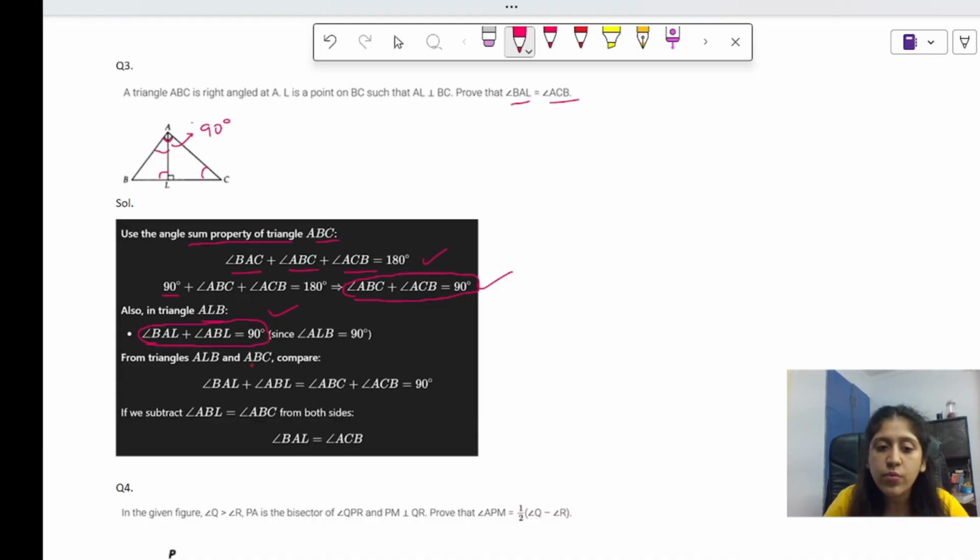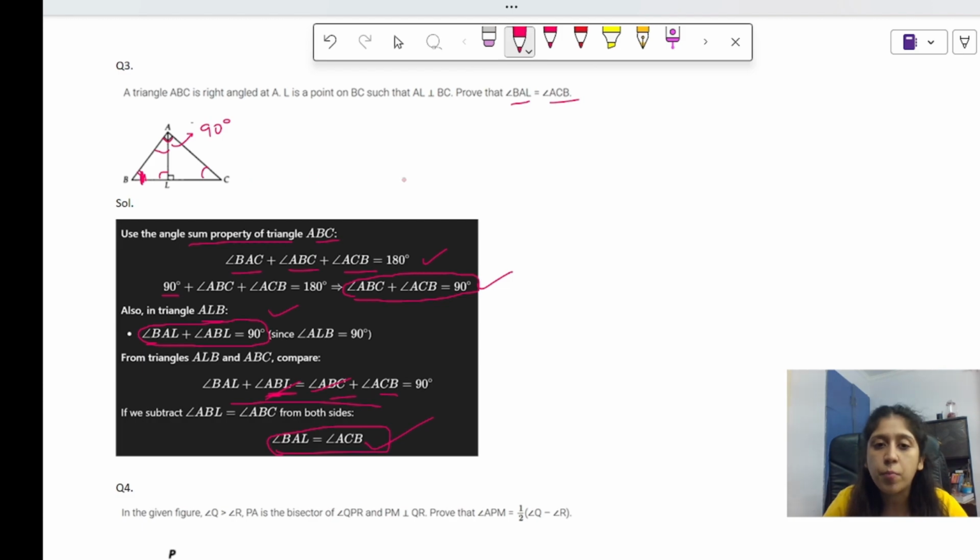I can equate these 2 equations. I've just equated. Alright. Now, in this, as you can see, I have ABL. See, ABL is which angle? This angle. Okay. And ABC, again this angle. So, these 2 angles are equal. I can cut them. Yes. So, what do I get? BAL is equal to ACB. This is proof. ठीक है, मैंने कैसे prove किया?